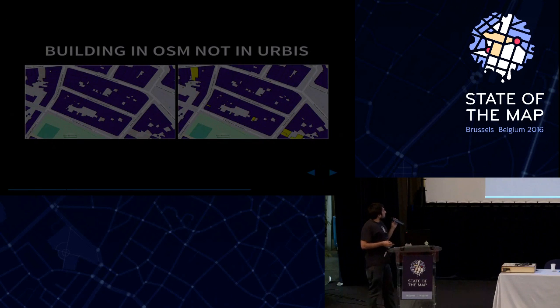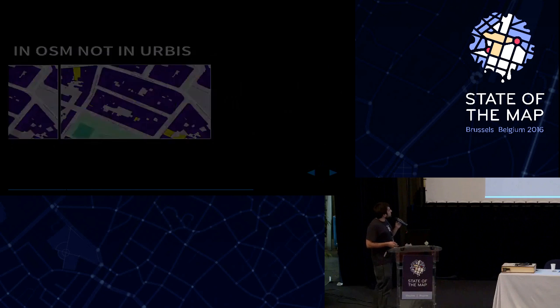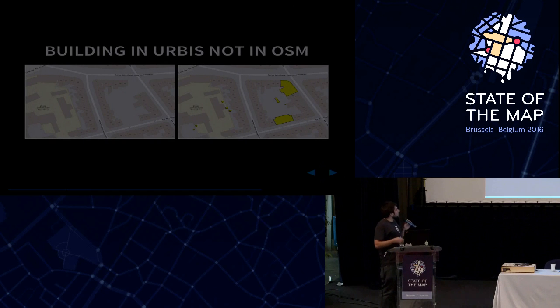There are some buildings which are in OSM but not in Urbis. And the question is: where is the problem? Is it in OSM or in Urbis? We don't know. We have to go there and correct. So maybe they are buildings that were removed. There are also some polygons in Urbis but not in OSM.